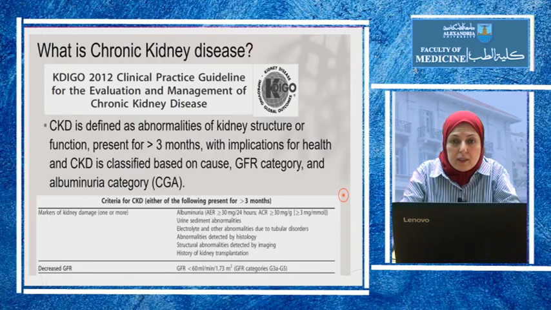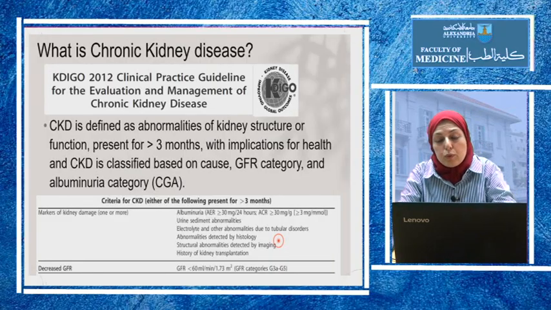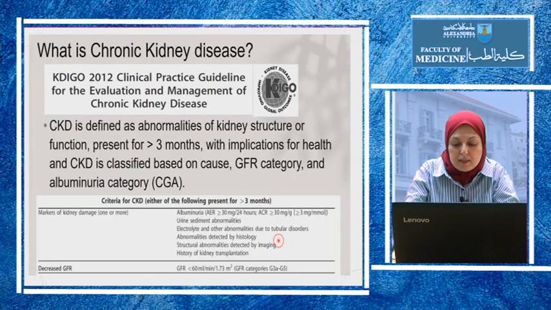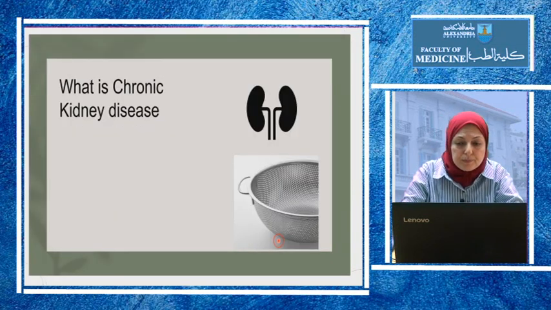So chronic kidney disease is either a GFR below 60 for more than 3 months, or if there are other markers of kidney damage like the presence of albuminuria, urine sediment abnormalities, electrolyte abnormalities due to tubular disorders, abnormalities in histology, abnormalities in imaging like cysts in the kidney, or history of kidney transplantation, even if the patient has normal kidney function.